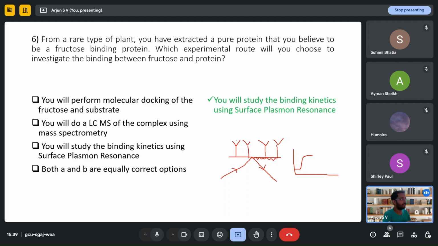When fructose binds to your protein of interest at this point, it's going to cause an increase in the signal at the specific incidence angle. In some cases it can also result in a decrease. Once the fructose is washed off from the protein, it leads to a decrease in your signal intensity. So this is how surface plasmon resonance works.